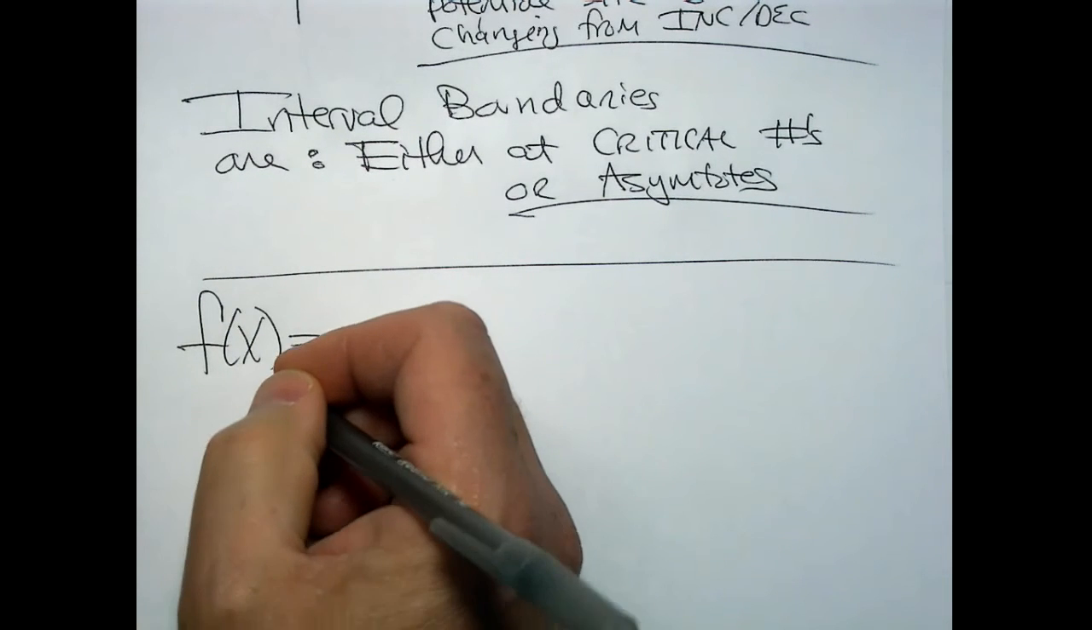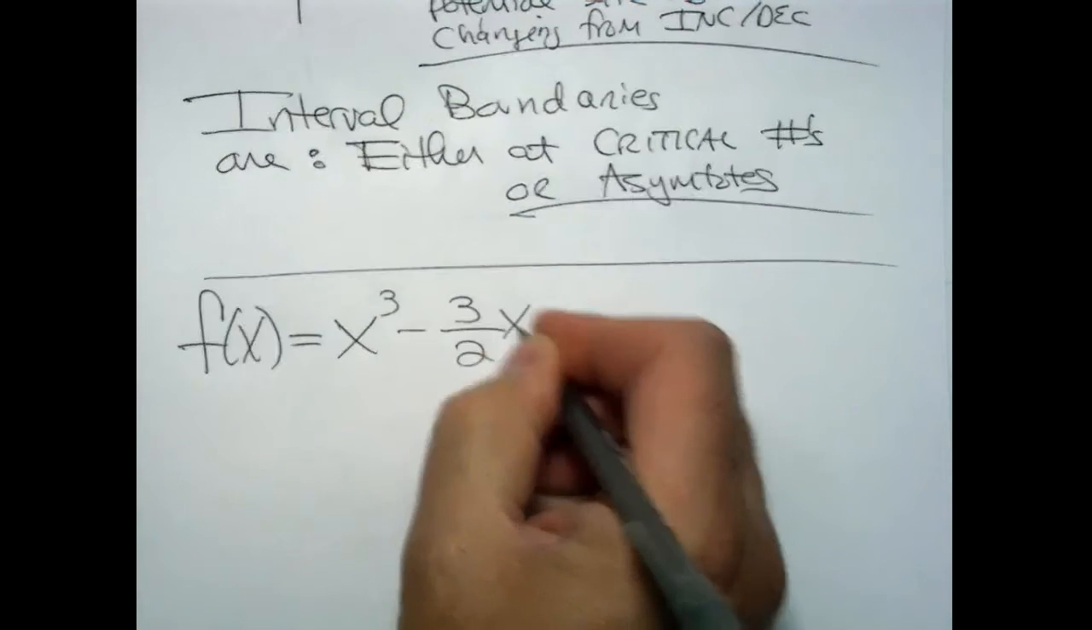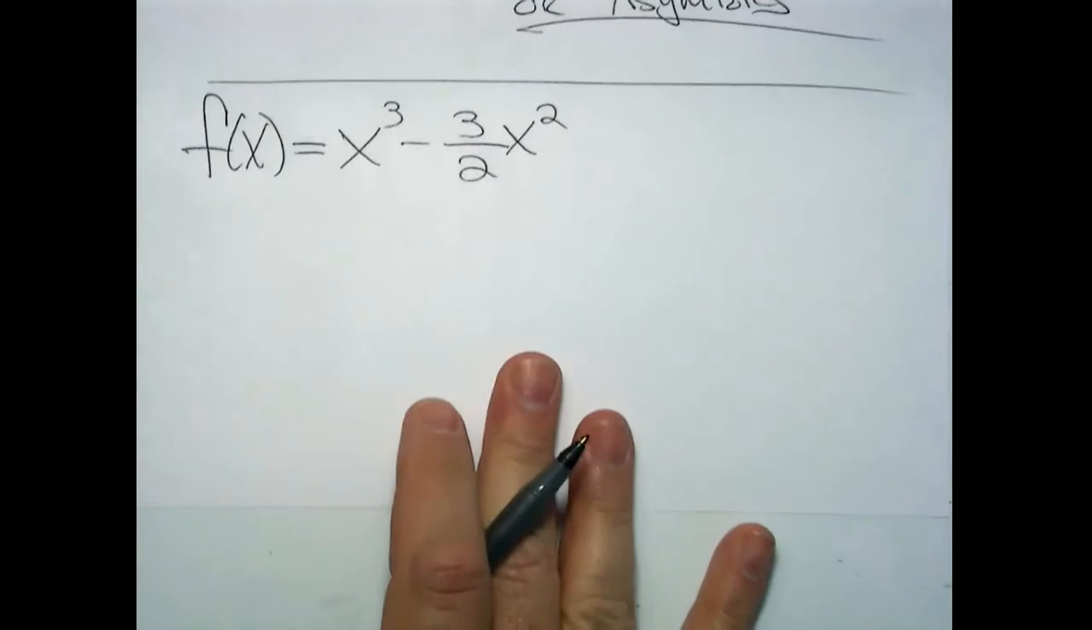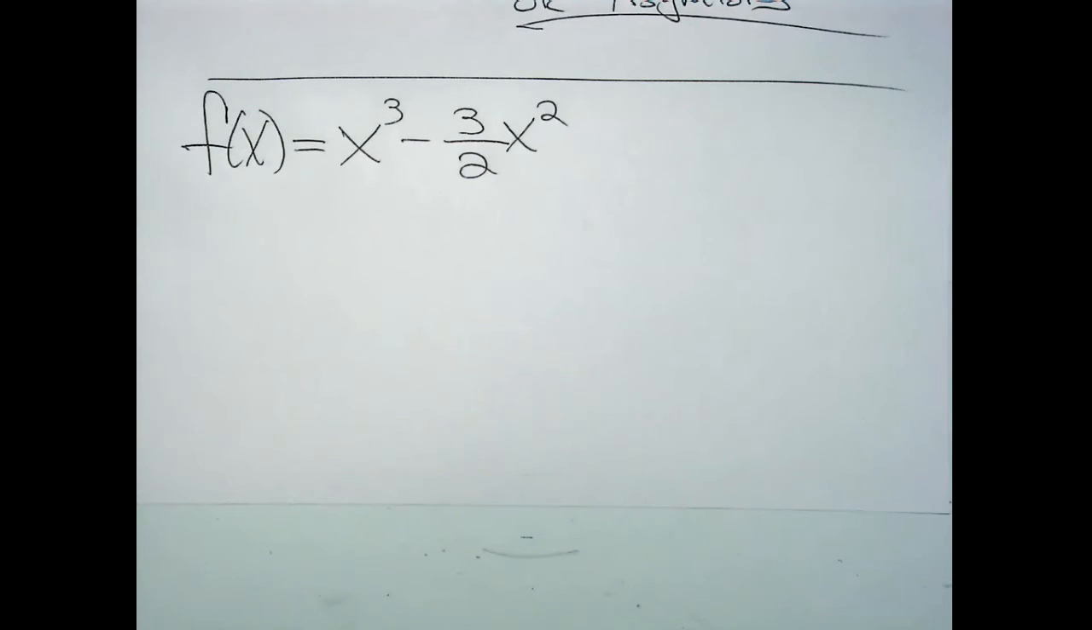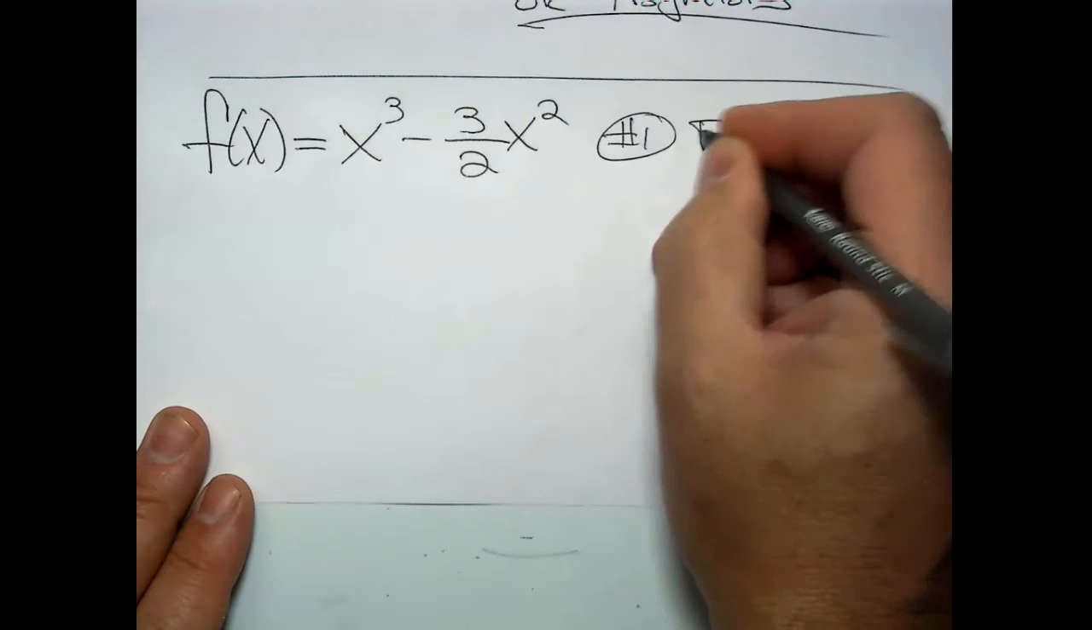f of x is equal to x cubed minus 3/2 x squared. I don't think we're going to find any asymptotes on that particular problem, so I'm not really worried about that. But I do want to know what my critical numbers are, so that would be step one. Find those critical numbers.